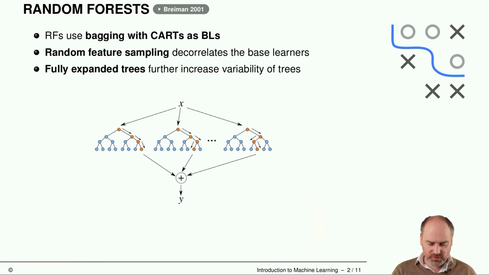So how does this work now? We create a bagging ensemble out of a bunch of decision trees. We have discussed how that works, right? So I don't have to repeat this here again.